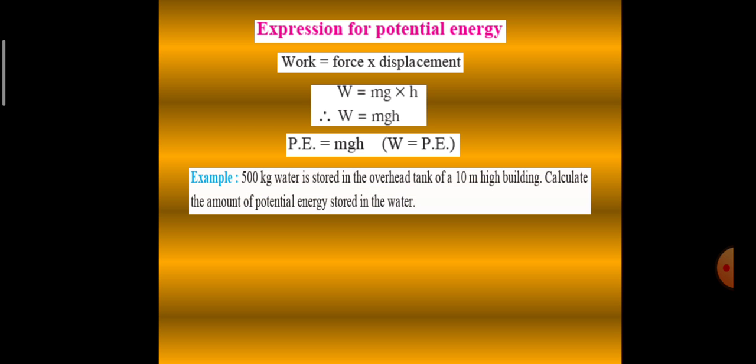So the expression for potential energy is W is equal to potential energy. Of course, potential energy is also work done, and the expression is given by mgh, that is mass, acceleration due to gravity, and height. Therefore, the displacement of height h causes energy equal to mgh to be stored in the object.